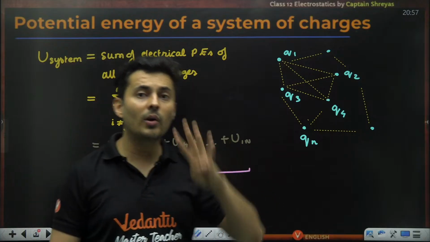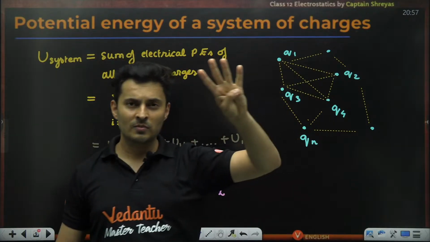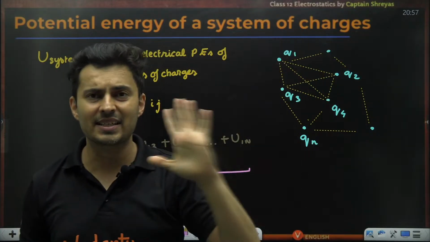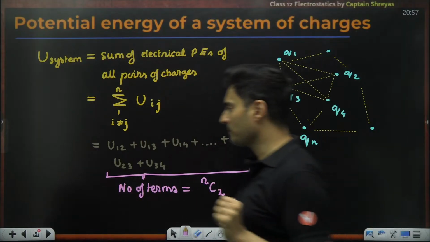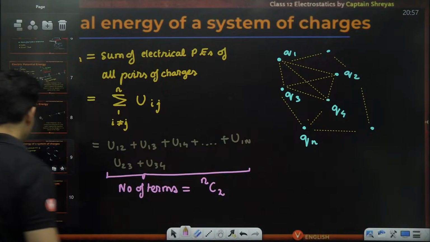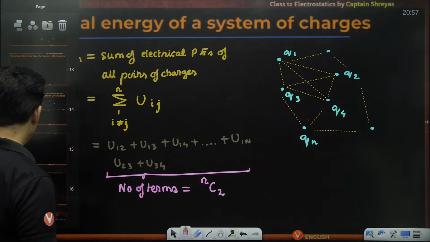So if there are 4 charges, 4C2, basically 6 terms will come. Okay. Understood, guys? How many terms will come? Perfect. So let's see a question on that, maybe somewhere.